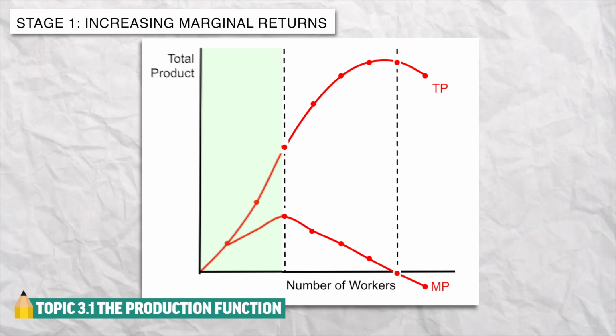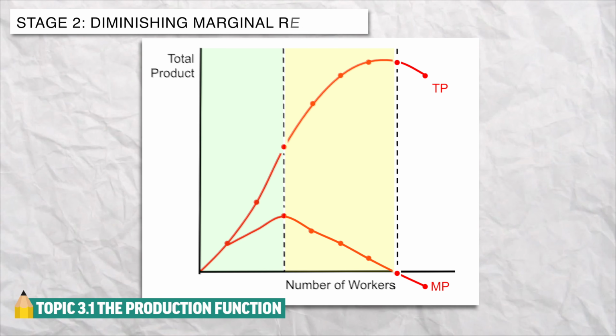When you hire the 1st and 2nd worker, they can specialize and the total product increases at an increasing rate. So this is stage 1. But when you only have 1 oven or only 1 workstation, hiring more workers increases total product at a decreasing rate. This is stage 2, and it's not because these workers are lazy or stupid, it's because of fixed resources.